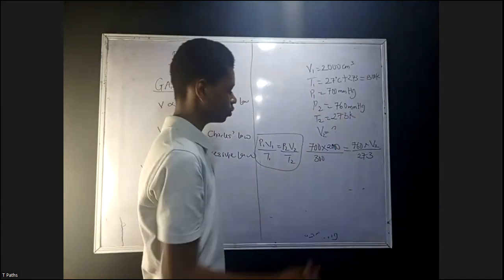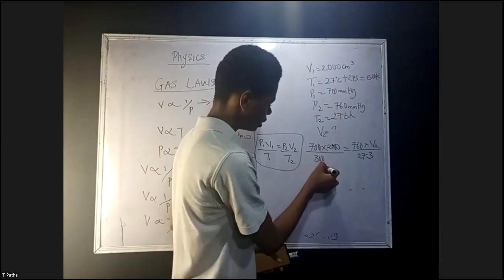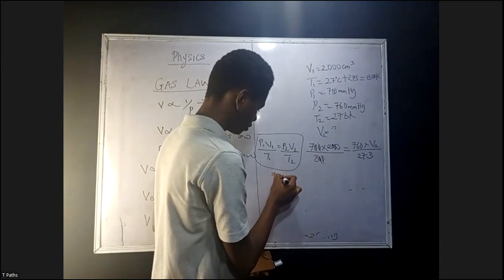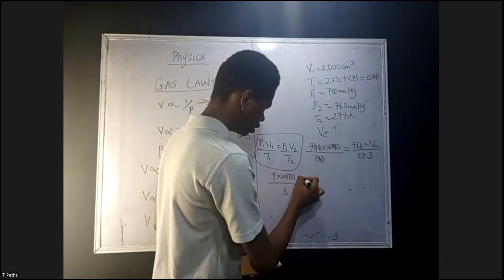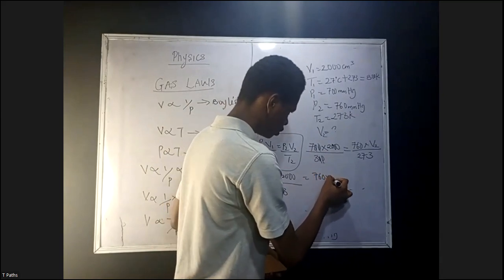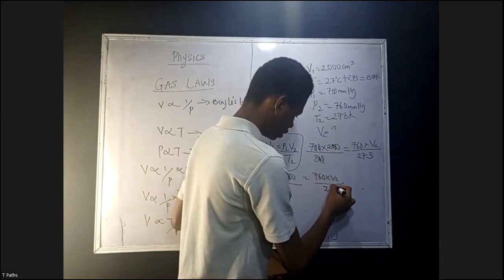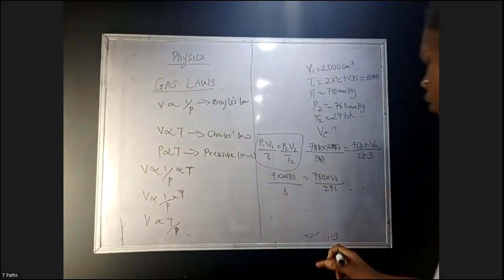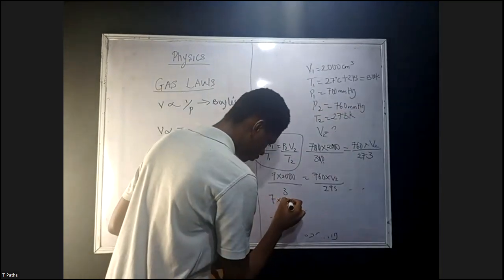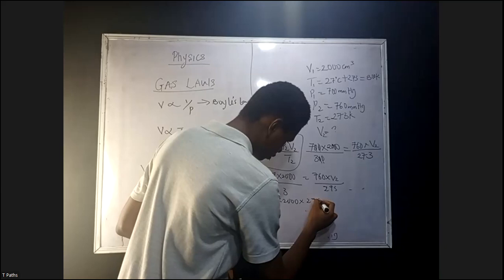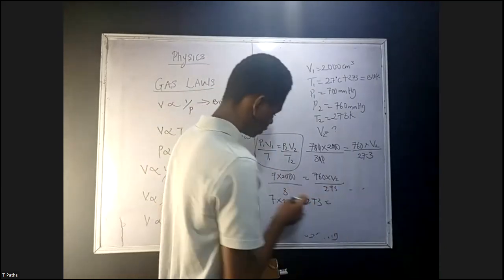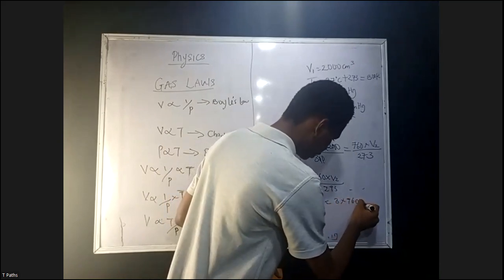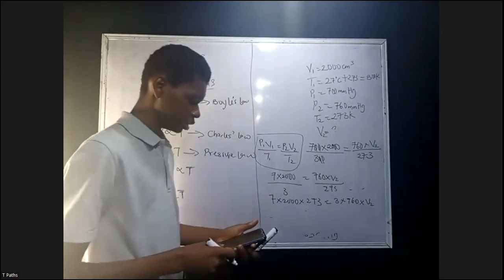So here I can work this out. This cancels out this, and this cancels out this. Then I can say 7 times 2000 divided by 3 is equal to 760 times V2 over 273. From here, I can cross multiply, that is, multiply this with this and this with this. So I'll have 7 times 2000 times 273 is equal to 3 times 760 times V2. All right, let's do the arithmetic.